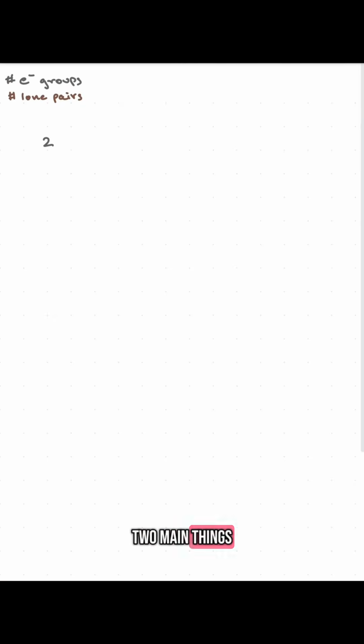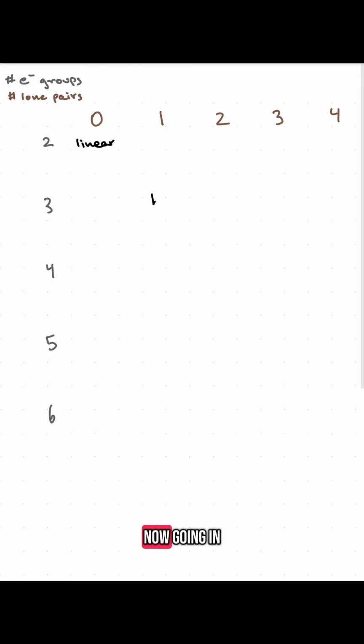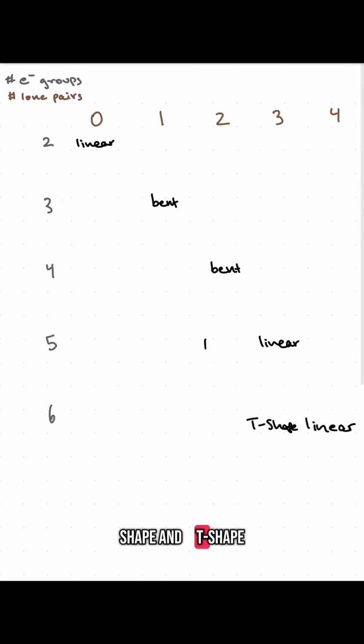Today's important topic will cover the VSEPR theory. Two main things you should know for determining the molecular shape are the number of electron groups, which I have numbered in gray, and the number of lone pairs of electrons, which are at the top in brown. Now going in a staircase shape, you want to remember the pattern: linear, bent, bent, linear, linear. And to the left of both linears, we have T-shape and T-shape.